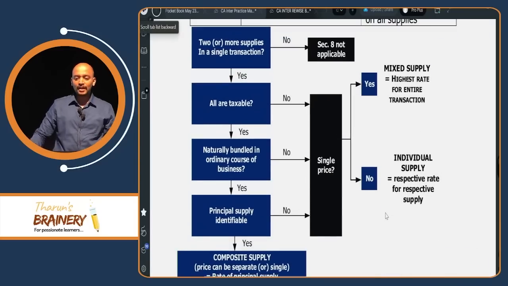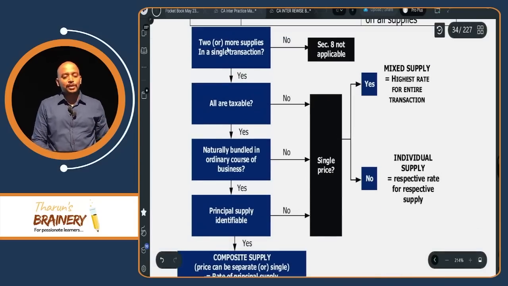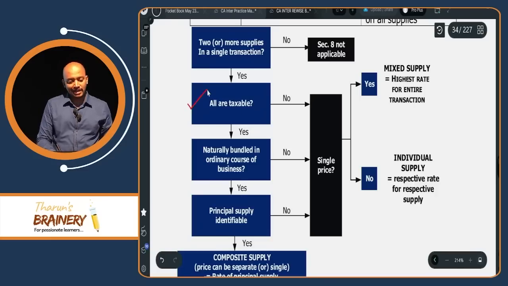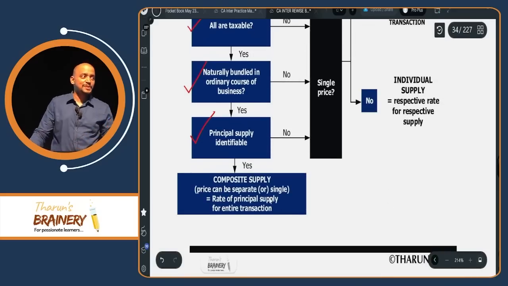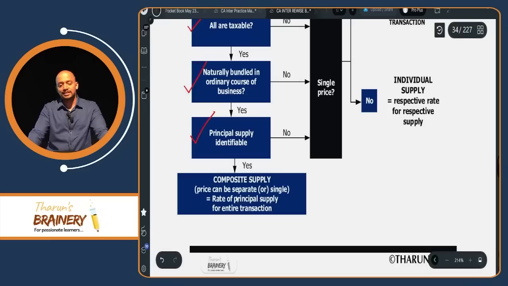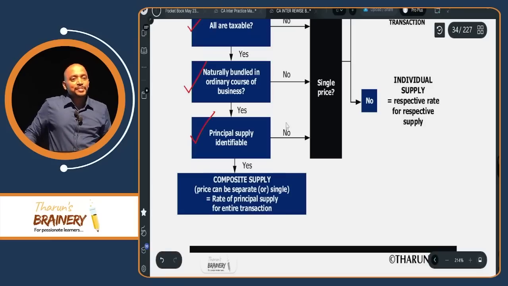See this. First you need to check whether there are 2 or more supplies in a single transaction. If no, section 8 is not applicable. If yes, then we need to apply 3 conditions. What are the 3 conditions? All are taxable, naturally bundled in the ordinary course of business, principal supply identifiable. If all these 3 are satisfied, then it will be called a composite supply. In case of composite supply, should the price be single or separate? It can be single or separate. Once it becomes a composite supply, we take the rate of the principal supply and apply it on the entire transaction.